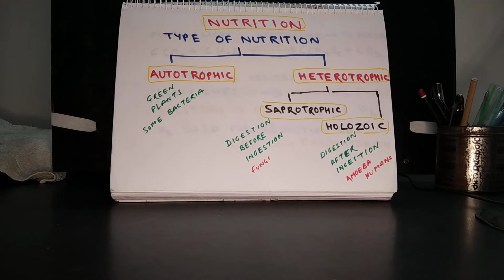In case of saprotrophic nutrition, digestion takes place before ingestion. For example, in fungi, what happens? The fungi secrete digestive juices on the food so that the food gets converted into simple substances, and after that the fungi ingest the simple substances for nutrition. In case of holozoic nutrition, digestion takes place after ingestion, that is inside the body of the organism. So for example, amoeba and humans show holozoic nutrition.